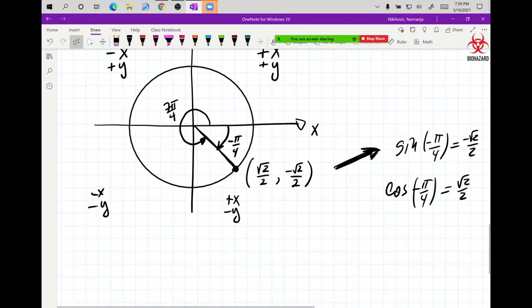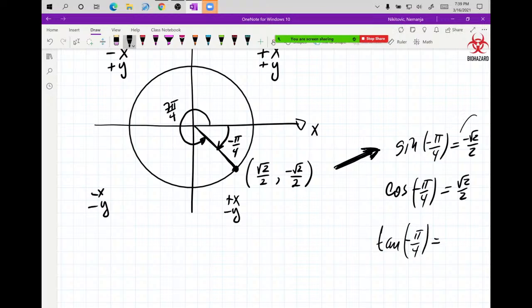So, wow, right? Cool. Tangent of negative pi over 4? Well, you are supposed to divide these two numbers, right? Because it's y over x. So it's going to be negative 1 for tangent as you go along.